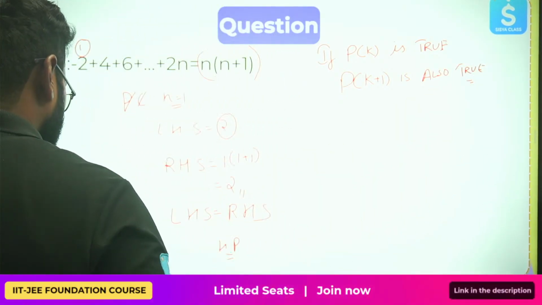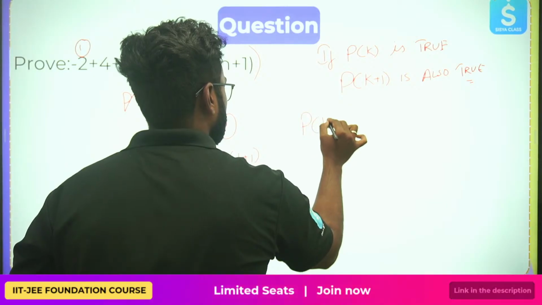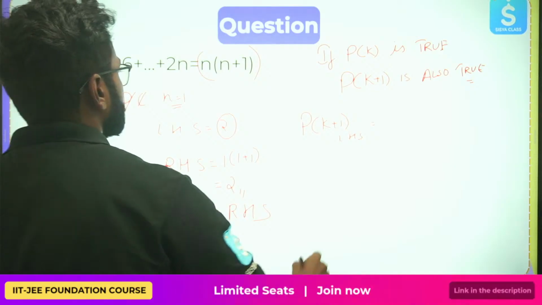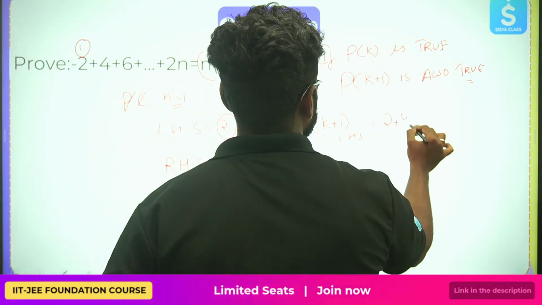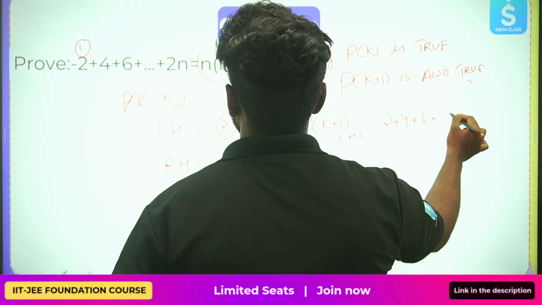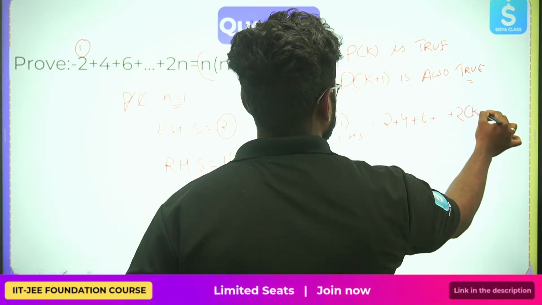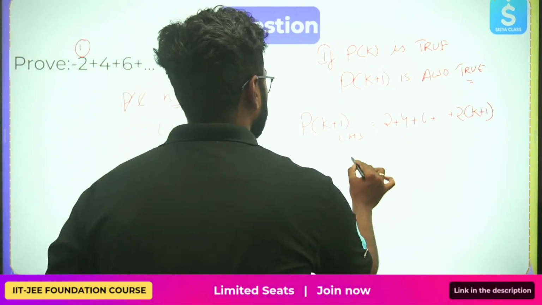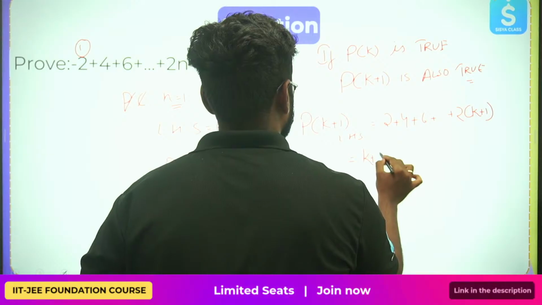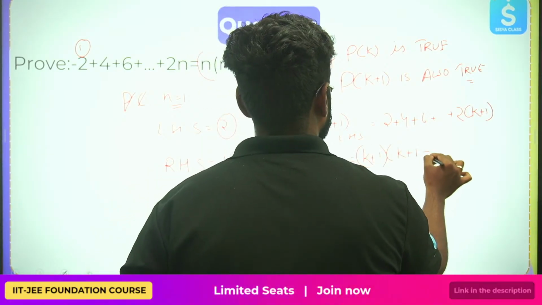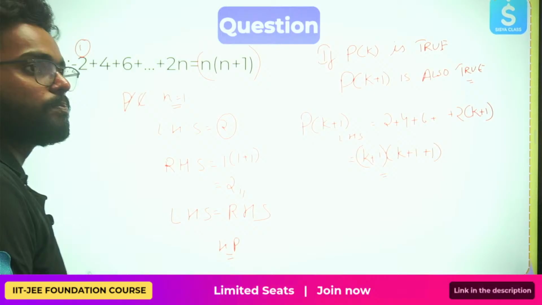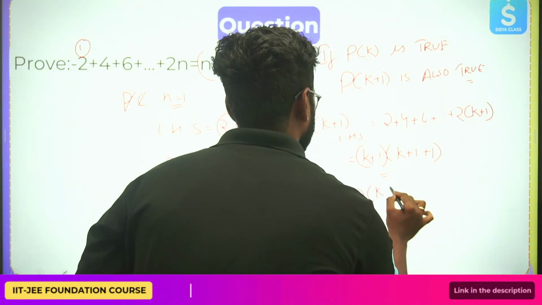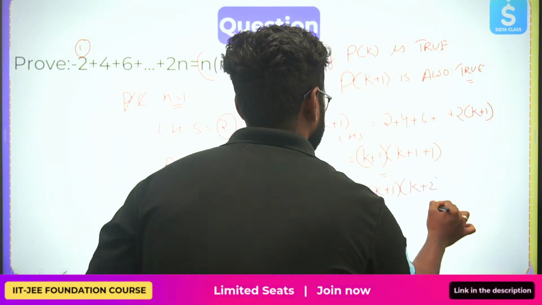Now, how can we do this? If we put it in LHS, we would be getting 2 plus 4 plus 6 plus so on, plus 2 into k plus 1. We are putting n as k plus 1. So this should be equal to k plus 1 into k plus 1 plus 1. Got it? We are just substituting this value. Now, what can we do? We can directly write this as k plus 1 into k plus 2.